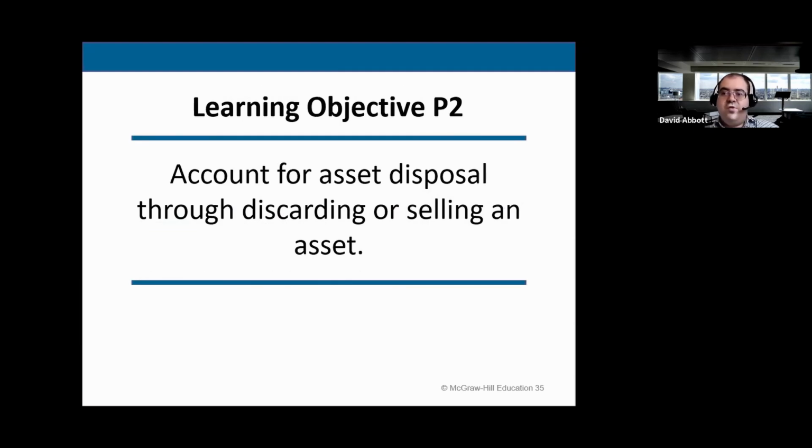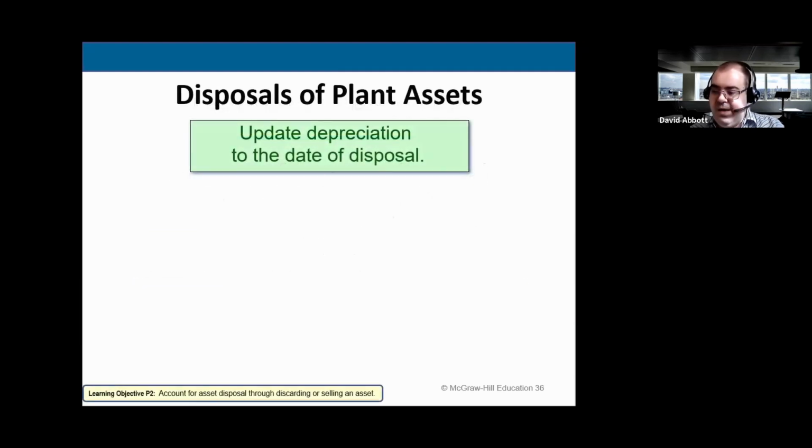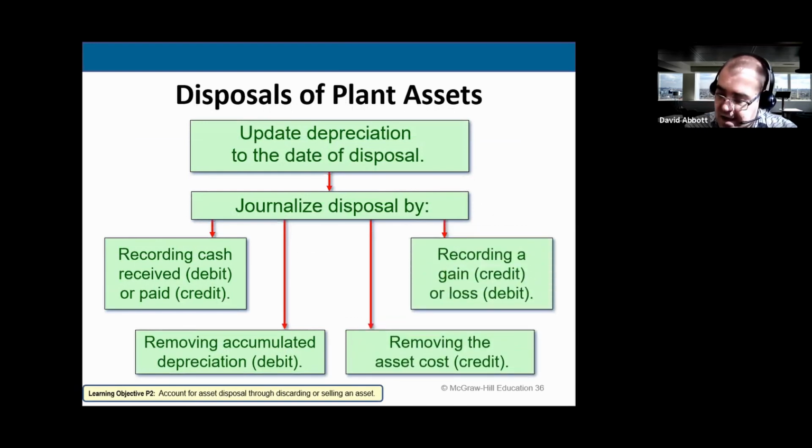Okay, we'll account for the disposal through discarding or selling an asset. Disposals of plant assets occur in one of three basic ways: discarding, sale, or exchange. The general steps in accounting for the disposal of plant assets are described in this slide. After we dispose of a plant asset, the first thing we do is update depreciation to the date of disposal. After completing the update, we can prepare the journal entry. We do so by recording a debit to the cash account if cash was received, or a credit to the cash account if cash was paid by the company.